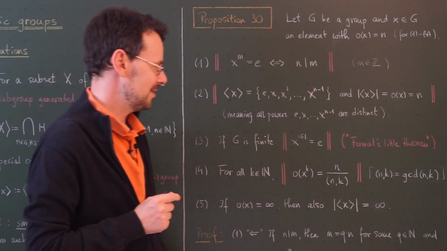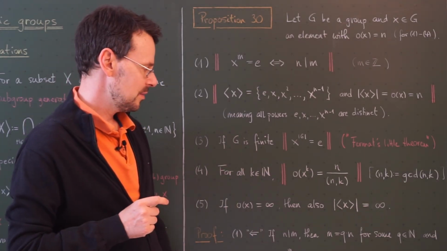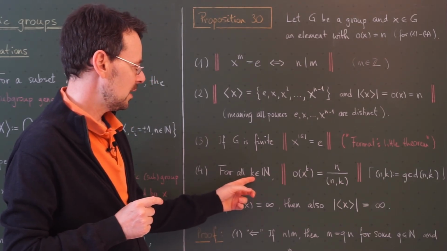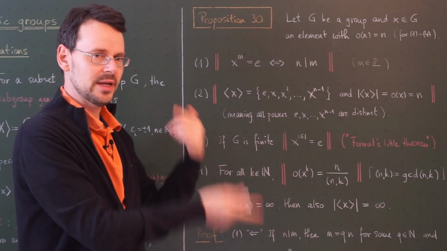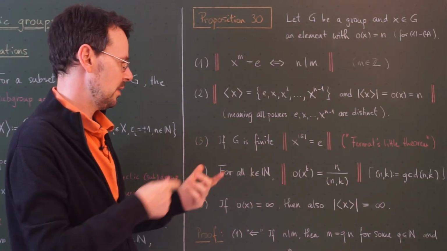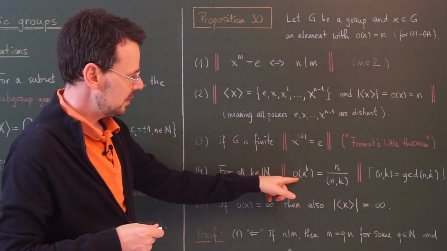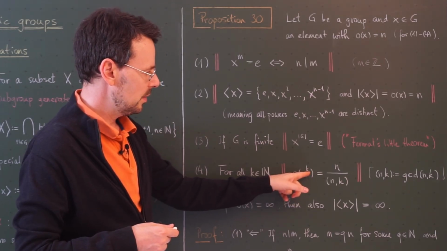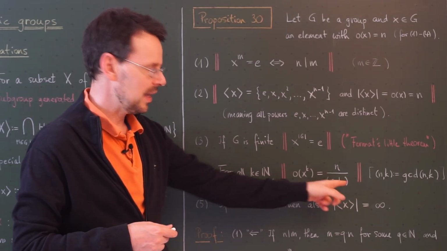But this, of course, is much easier to prove. And this is new. I think we haven't encountered this before. If I take any, and now we take natural numbers, because if I have an integer, I can always argue with x inverse. So let k be a natural number. Then the assertion is that the order of x to the kth power is n divided by the greatest common divisor of n and k.